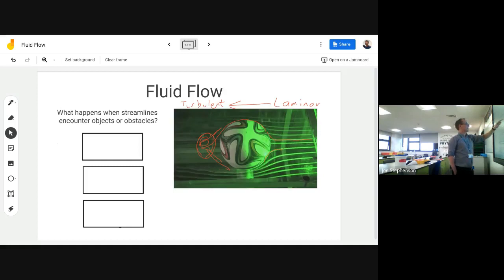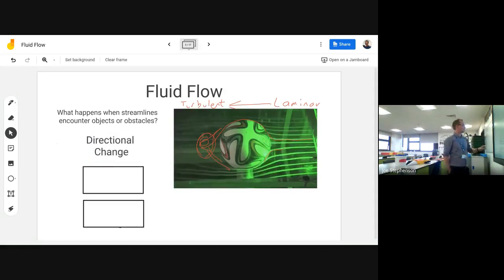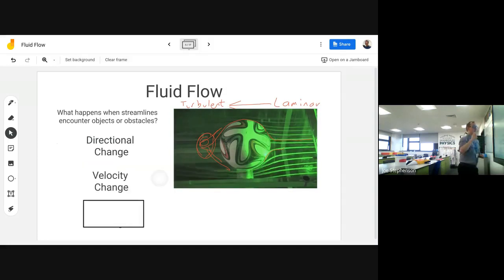Right, okay, so we're going to reveal the answers. So the first thing, obviously, yeah, Madison, you're absolutely right, directional change. We can see that in the red line. The red line goes straight and then it goes around this object. The next thing that can happen is we get velocity change. So what do you think happens to the streamline? Well, it's going to do one of two things. It's going to speed up or it's going to slow down. We're going to explore that further into the session. Okay, so you're not expected to know that just yet in terms of which it does.